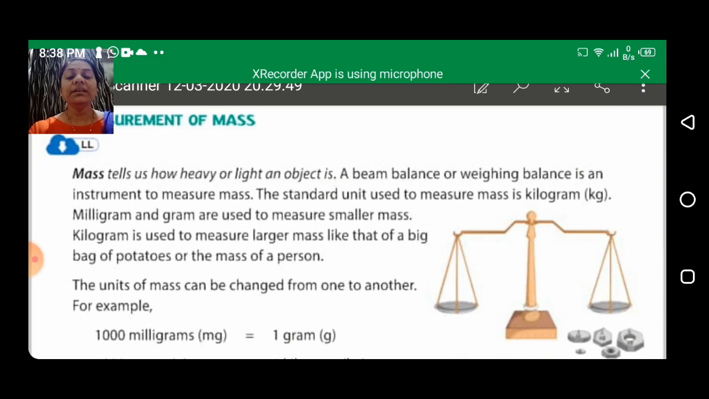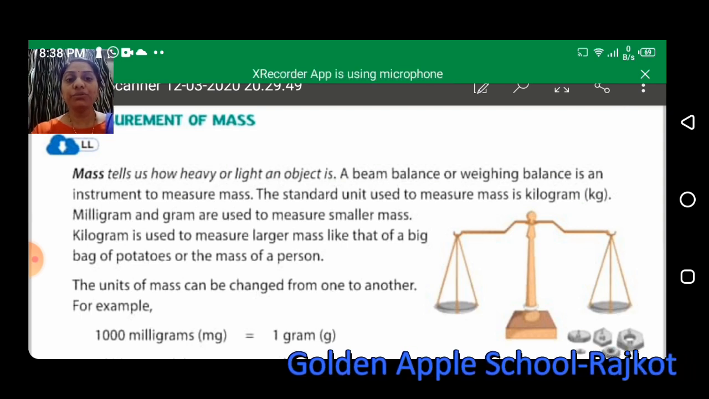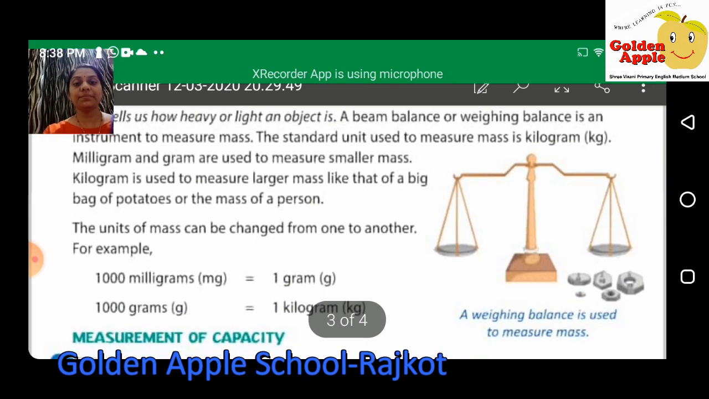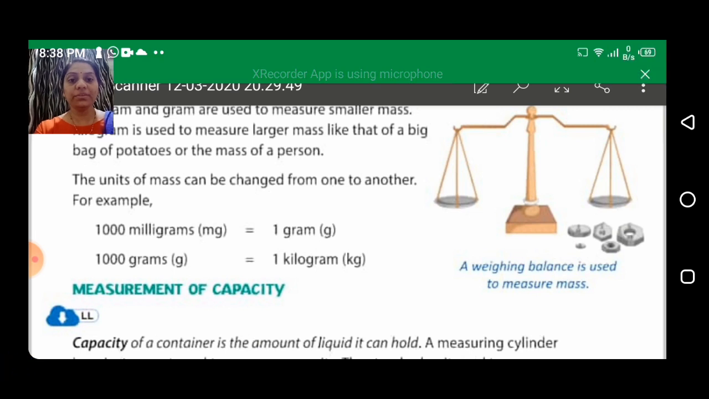These are measurement units to measure the smaller mass. If we want to go for a bigger measurement unit of mass, it's a ton and quintal. So this kind of units are there for measuring mass. 1000 milligrams is equal to 1 gram. 1000 grams is equal to 1 kilogram.